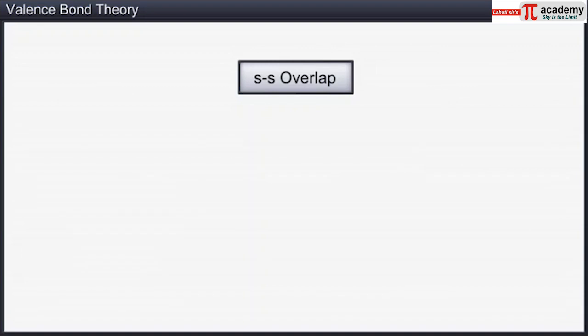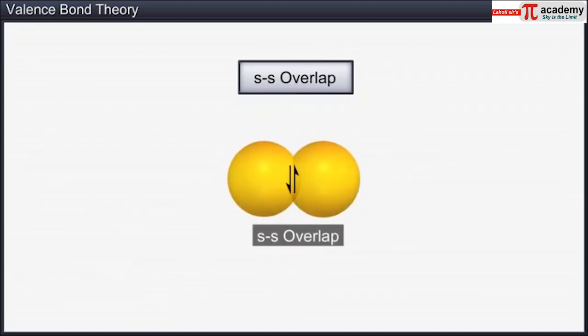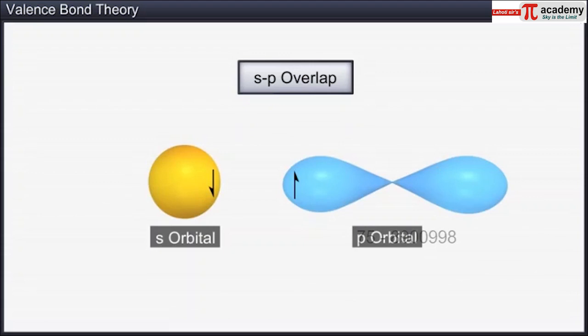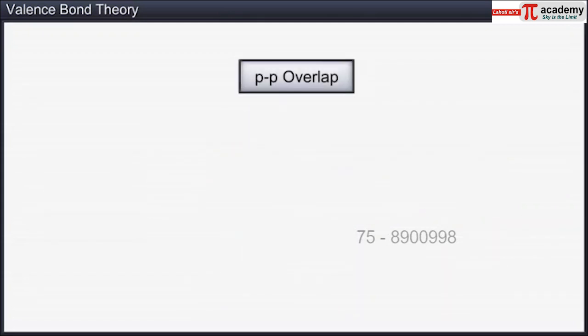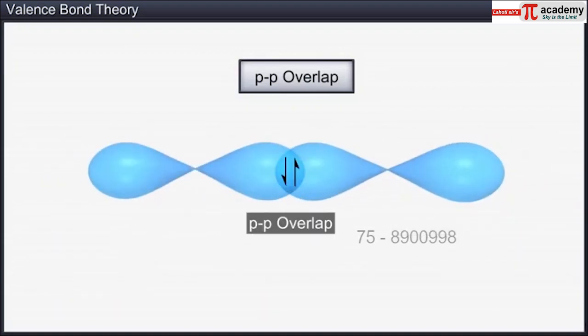SS overlapping takes place when two half-filled s orbitals overlap along the internuclear axis. SP overlapping takes place when the half-filled s orbital of one atom overlaps with the half-filled p orbital of another atom along the internuclear axis. PP overlapping takes place between two half-filled p orbitals of two atoms along the internuclear axis.